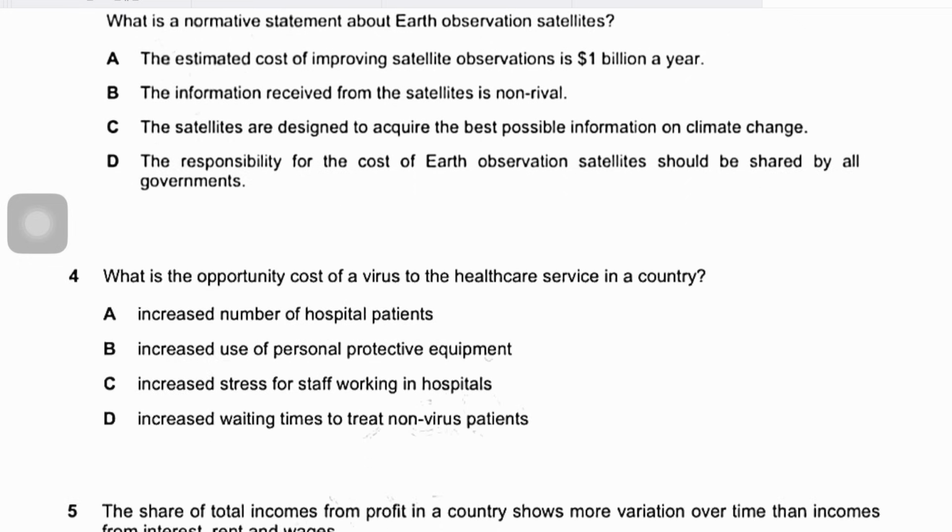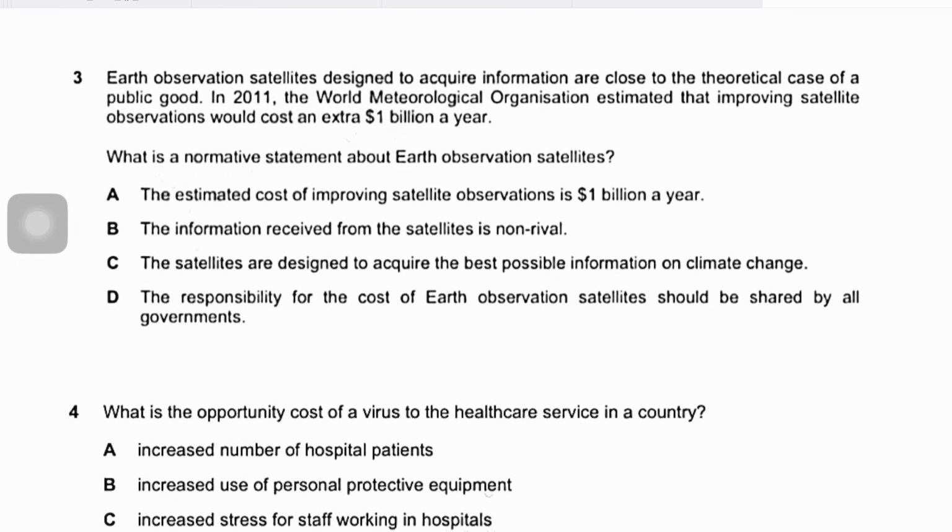But if you look at option D, the responsibility for the cost of the Earth observation satellites should be shared by all the governments. And this is a normative statement, as it expresses an opinion on how the cost should be allocated, because it involves a value judgment about what ought to be done, right? And so it follows that option D is representing a normative statement about the Earth observation satellites.